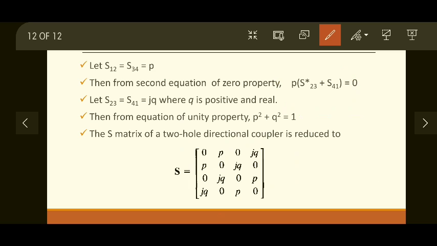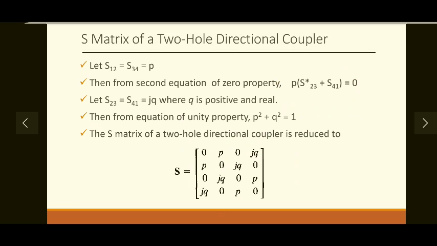Usually a short note or a detailed note is asked in the exam. Write a short note or detailed note on the working of a two hole directional coupler with the use of the S matrix. In that we have to mention all these things. So this is about the two hole directional coupler.